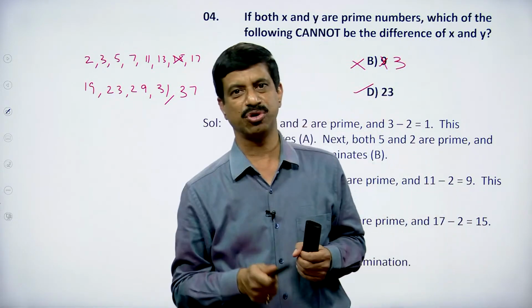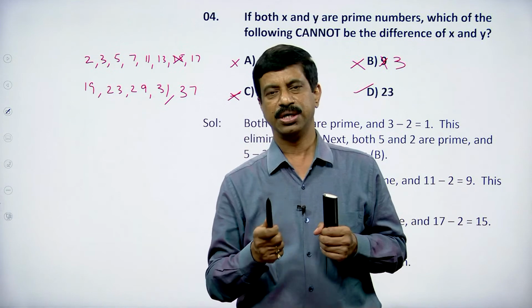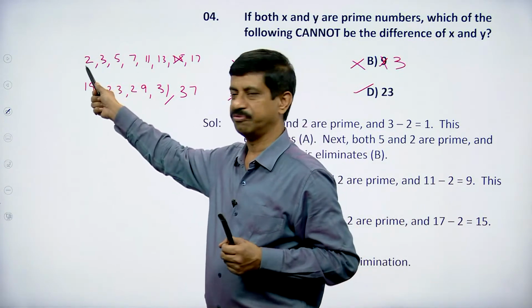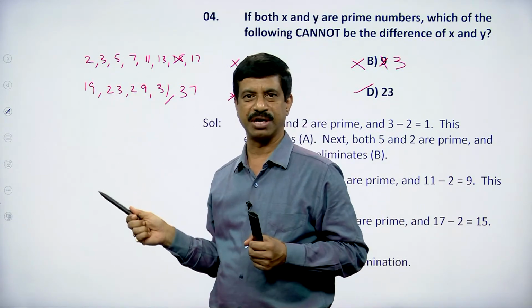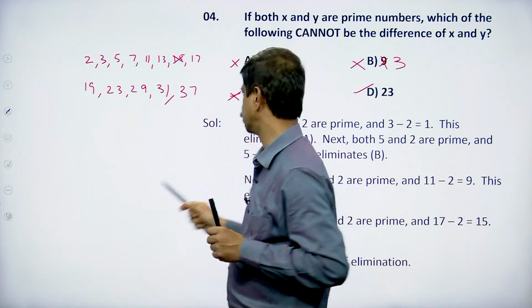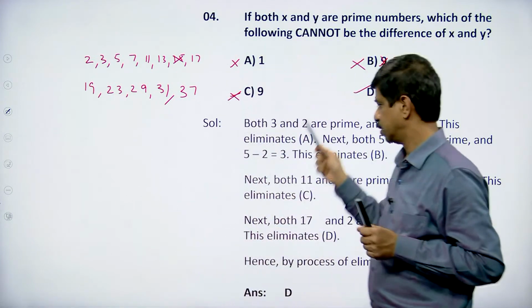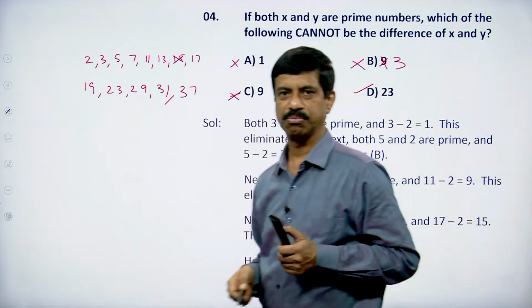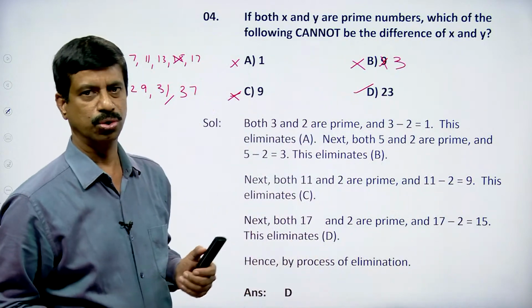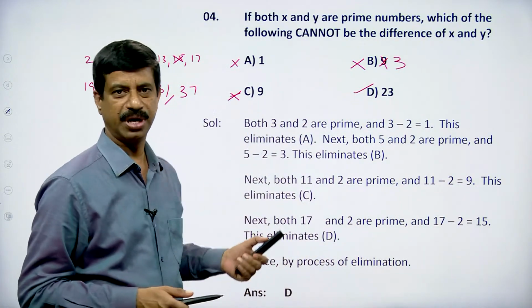And if you have to get 23, you should use 2. If you use 2, the other prime number should be 25. But 25 is not a prime. Therefore, this is not possible. Okay, children, so that's how you can work it out. Any question? No. Okay. So let's move to the next question.